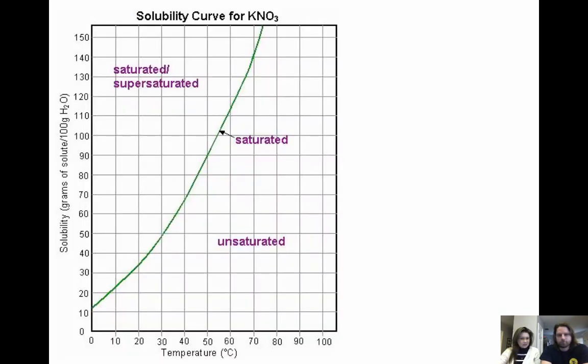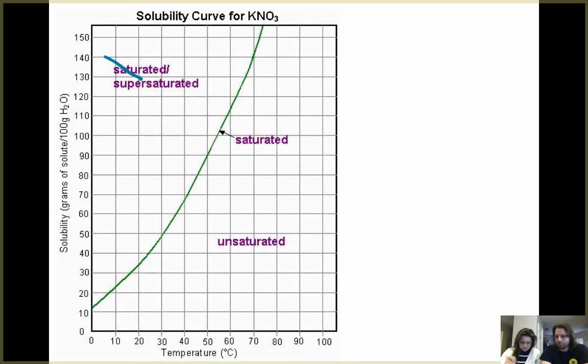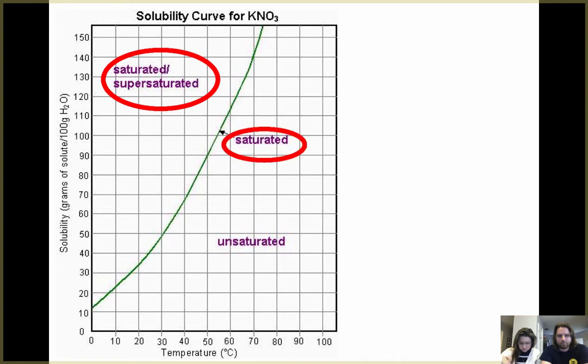Awesome. And we're going to talk about curves like this one. There are three words on your solubility curve here: supersaturated, saturated, and unsaturated. The word I really want you to pay attention to is supersaturated. So let's talk about what each of these means. Let's talk about saturated first. Saturated corresponds to this line.